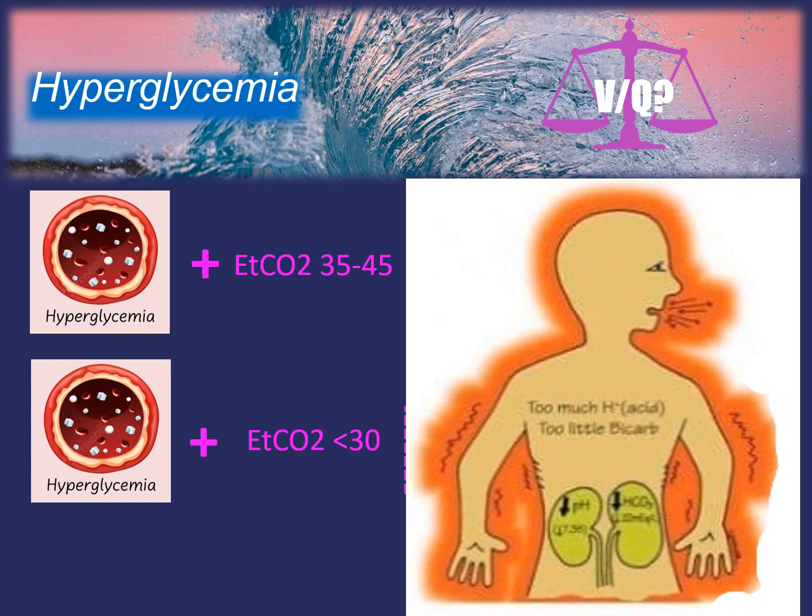ETCO2 decreases because of the compensatory increase in minute volume resulting from a decrease in serum bicarbonate. The more acidotic the patient becomes, the lower the serum HCO3 is, and the greater the respiratory rate, the lower the end-tidal CO2. As we are trending the hyperglycemic patient, a decline in end-tidal CO2 would indicate a progression to acidosis or worsening acidosis.